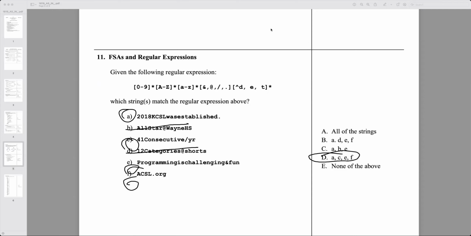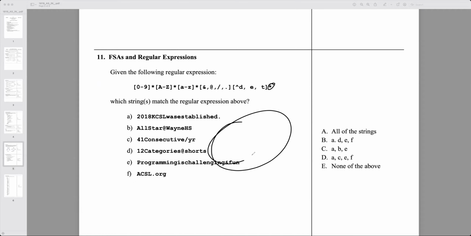These stars mean there can be something there, but it also doesn't need to be there. When it doesn't need to be there, nothing is there. That means 0, because star means 0 through infinity. So be careful of the stars. That's really, really important.